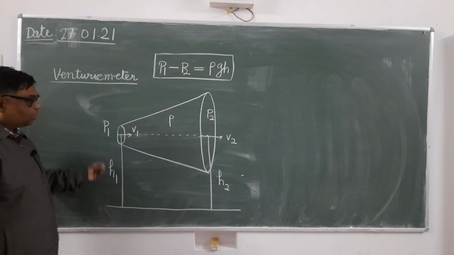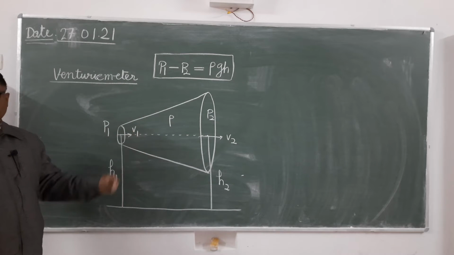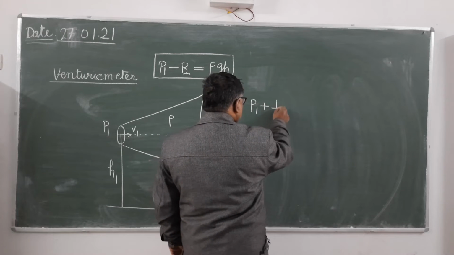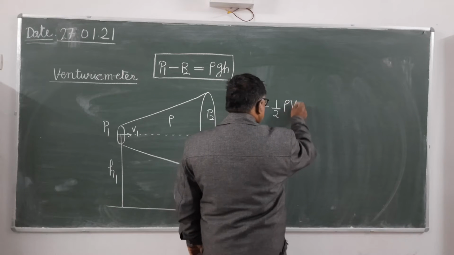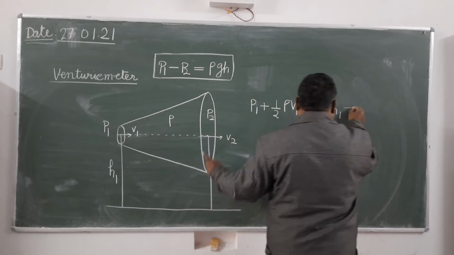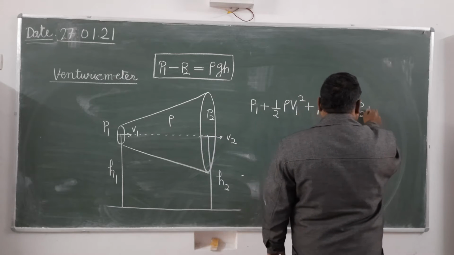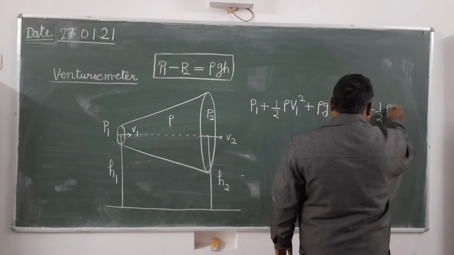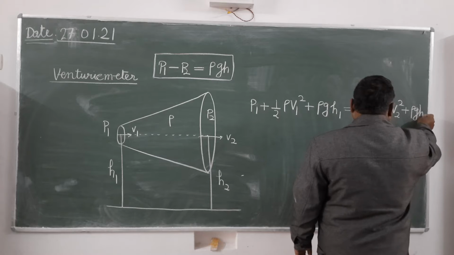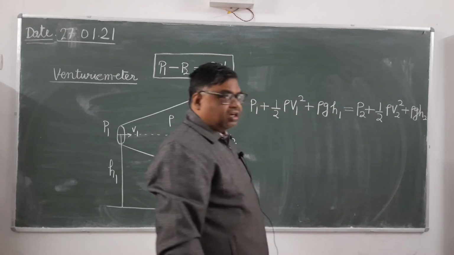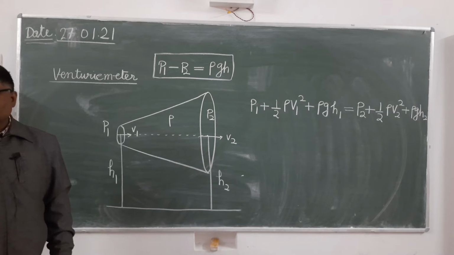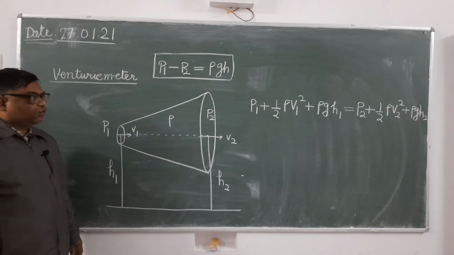So see here, what is the total energy of flowing liquid at this cross section? That will be equal to P1 plus half rho V1 square plus rho G H1. And at this cross section it will be P2 plus half rho V2 square plus rho G H2. Since the tube is placed horizontally, the height of the center of every cross section is the same from the reference level.